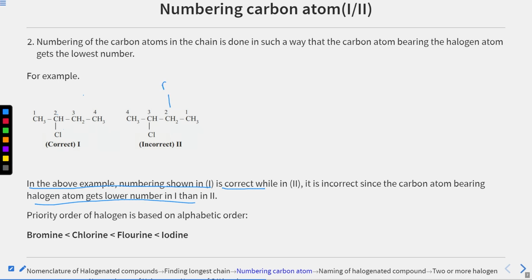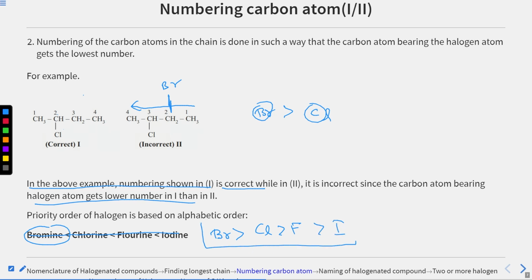Suppose bromine is written here. Now bromine starts with B and chlorine starts with C. Since B comes first, we will give bromine the priority. So suppose at position 2 bromine is attached, then we will do the numbering from this to this. If you follow this alphabetic order, first bromine will come, then chlorine, then fluorine, and then iodine. So this is the order that we will follow.